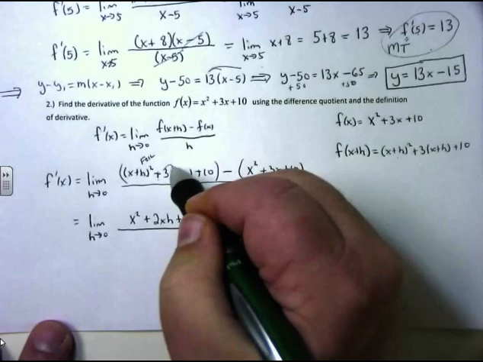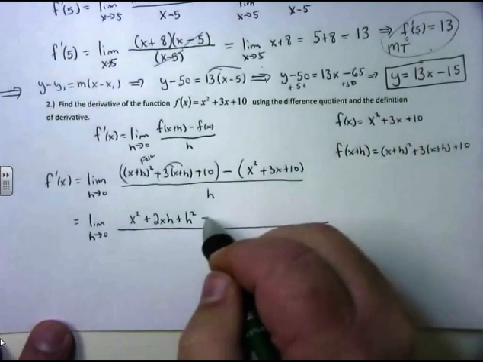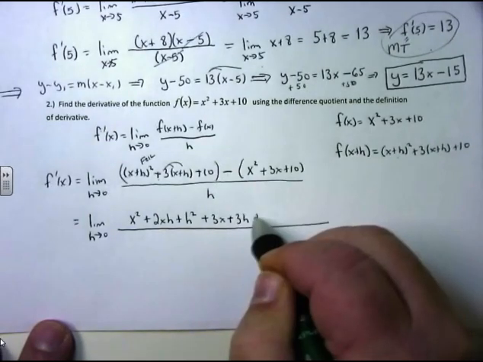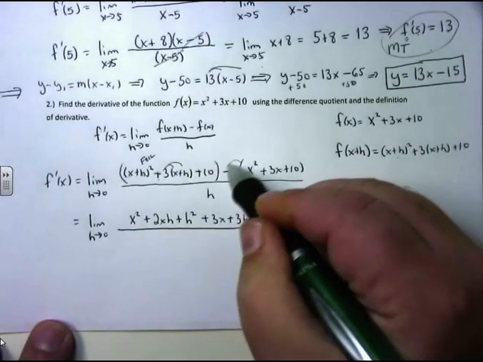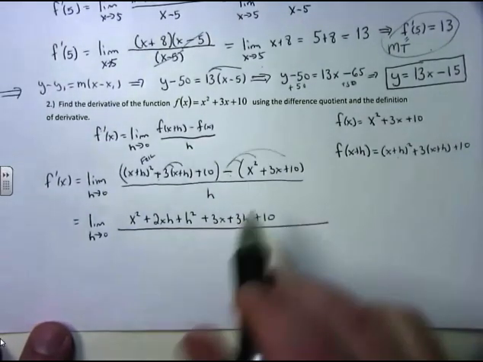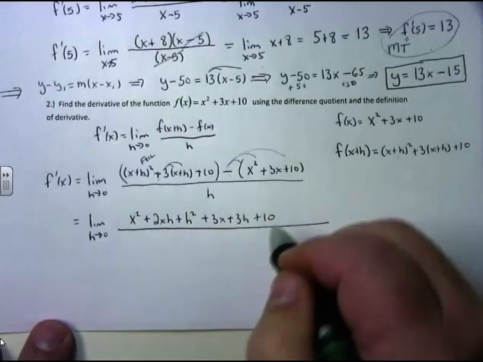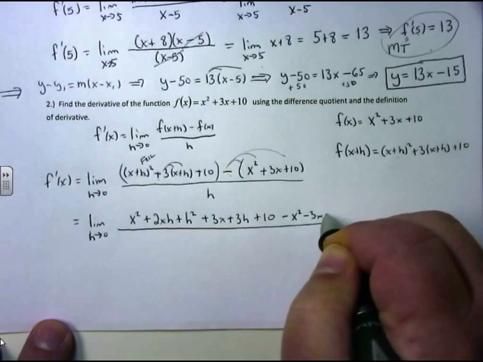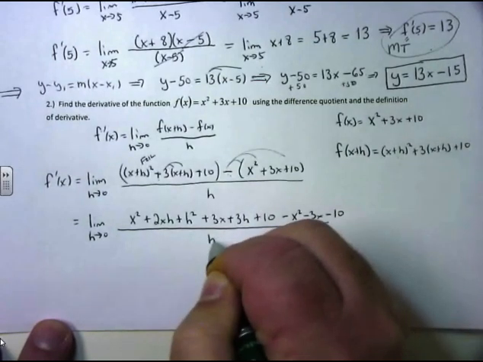The 3 I'm going to distribute. This is going to give me plus 3x plus 3h plus 10. Now this negative is going to distribute throughout my f of x function here and change all my signs. This will be minus x squared minus 3x minus 10 all over h.